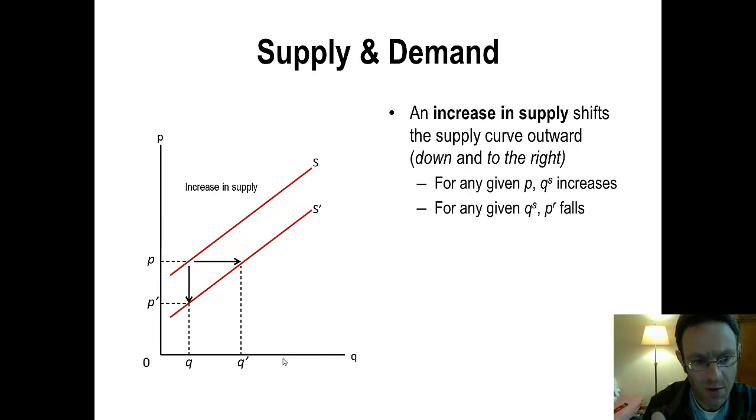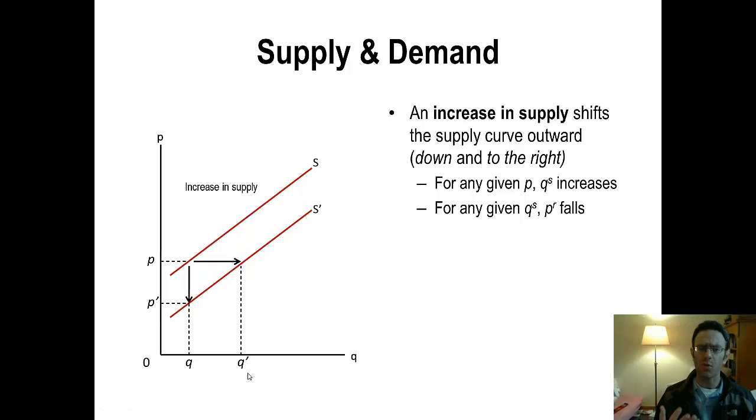A rightward downward shift, which is oftentimes referred to as an increase in supply, using the horizontal perspective. At a given price, along the original supply curve, quantity supplied was Q, but now, for whatever reason, that rightward shift allows quantity supplied at a price of P to be much, much larger, Q prime. So there's been an increase in quantity supplied, holding prices constant.